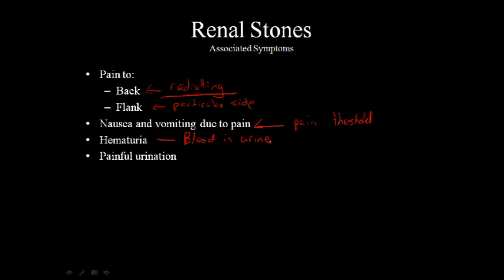And then also painful urination. But this is kind of a misnomer, because this can be construed as a renal infection as well, or a cystitis. So there are several different infections there. So this could possibly be infection, and so this is kind of a misnomer. You really can't base everything for a renal stone on just painful urination, because there are so many other things that can cause it as well.